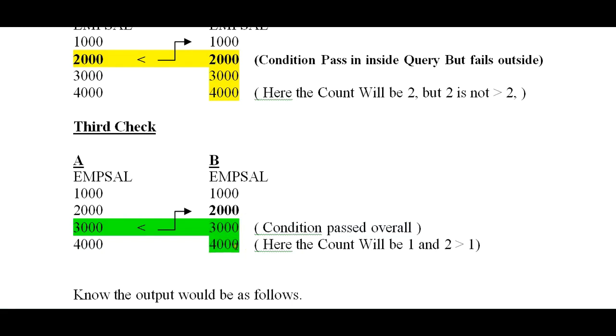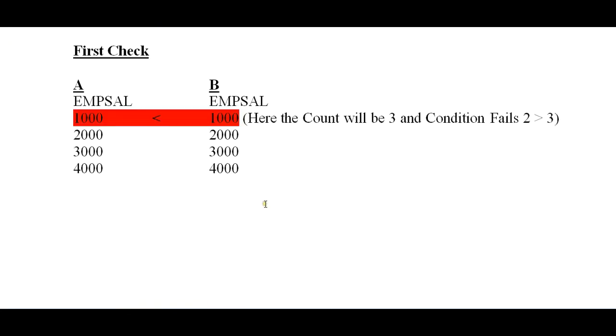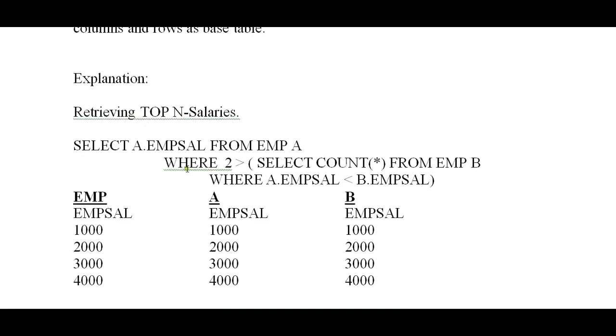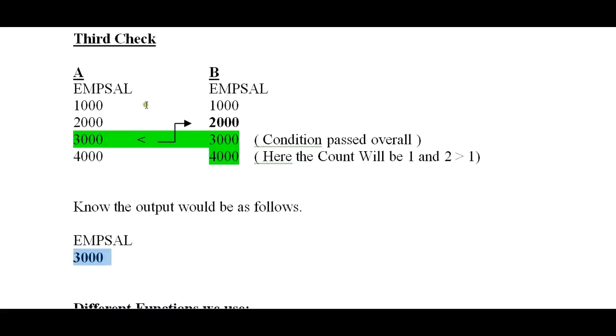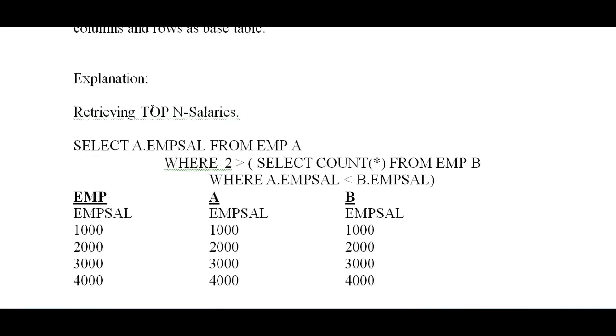One record which is greater than 3000. So here the count will be 1, and 2 is greater than 1. So now our condition is passed, both outer and inner. This condition and this condition get satisfied. So now our output will be 3000. In this way the internal check happens for correlated subqueries.